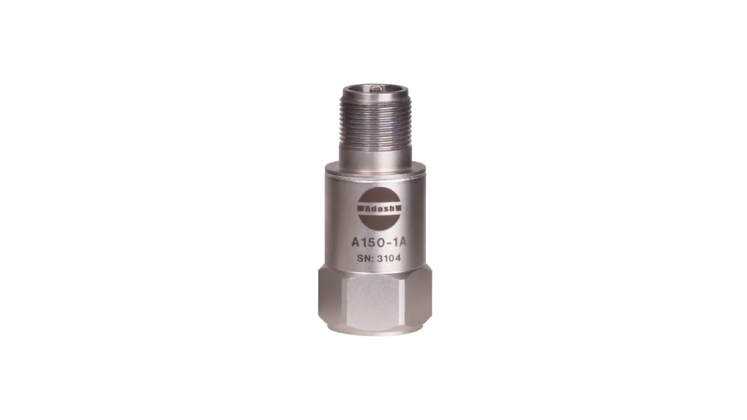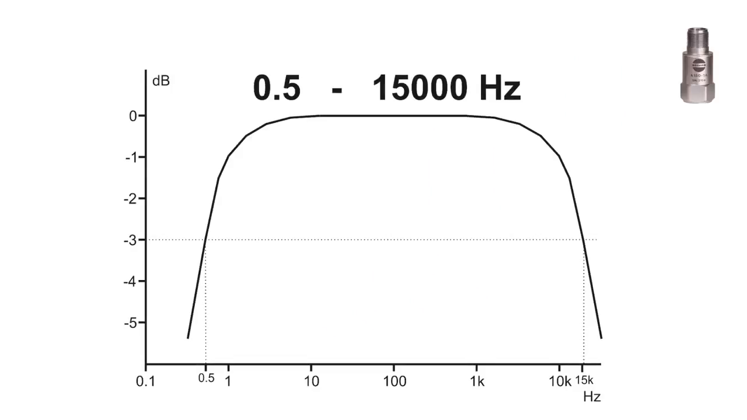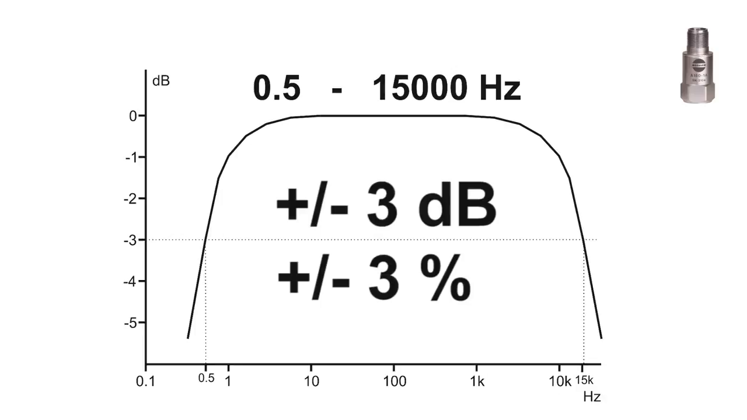This is a most common accelerometer with 100 mV per G sensitivity. The frequency range declared by producer is from half Hz to 15 kHz with plus-minus 3 dB bias. Many people think that plus-minus 3 dB is not too much. If I ask them to convert this number to percentage, then they usually say it is plus-minus 3%. But it is not true.